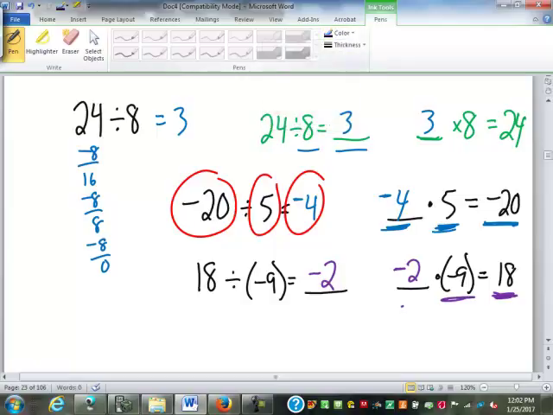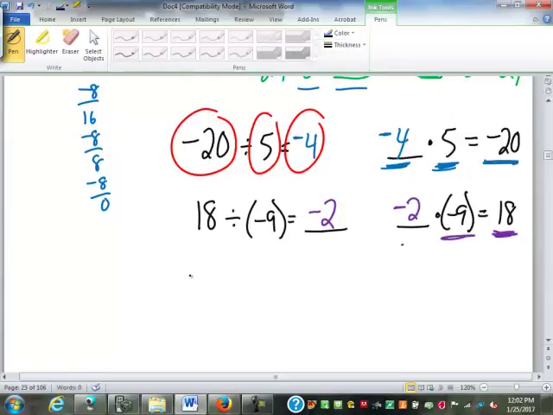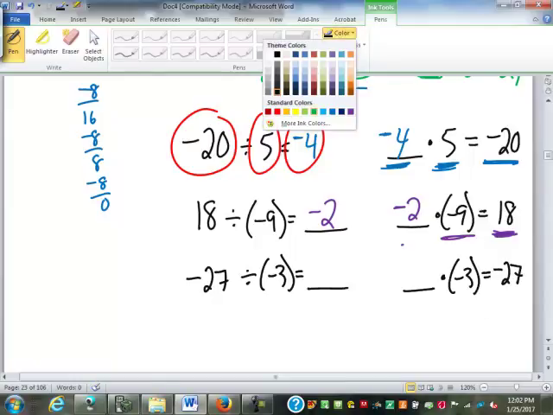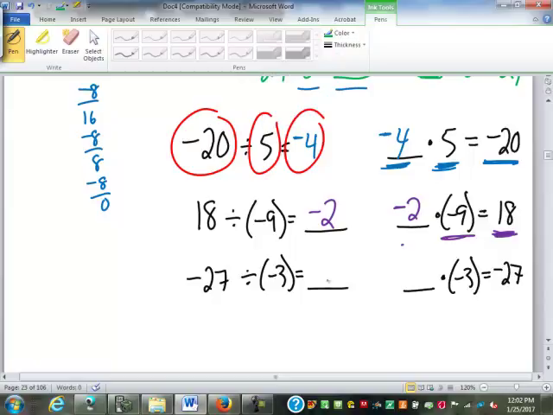And finally, I might have negative 27 divided by a negative 3. Well, again, that's asking what number times a negative 3 equals a negative 27. Well, the 27 is negative, so for that to be negative, I have to multiply a positive and a negative. The 3 is already negative, so this number has to be positive. Positive 9.